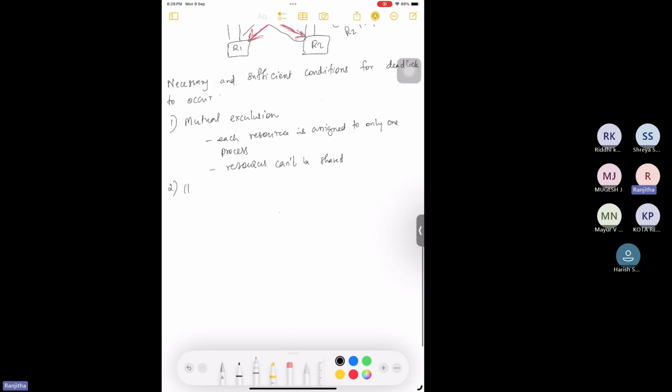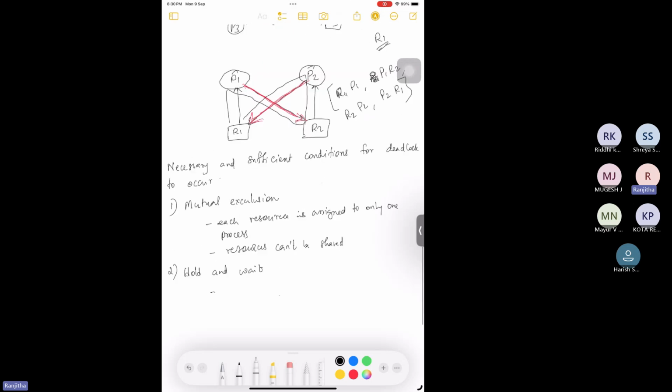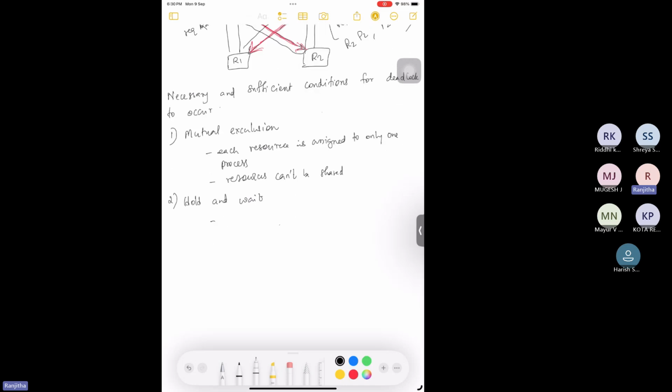So, hold and wait. Hold and wait means that if a process is holding a resource and it is requesting another resource, like in this scenario, P1 is holding R1 and it is requesting R2. So this is a hold and wait scenario. Okay. So you are holding a resource and then you are requesting another resource.